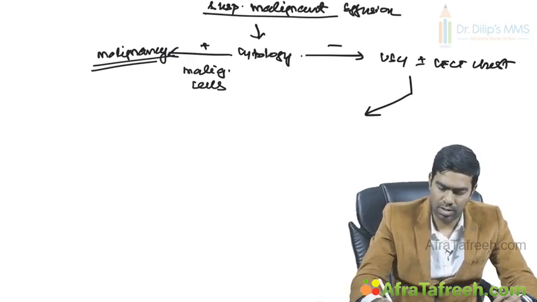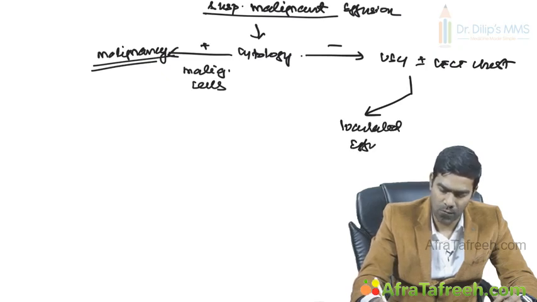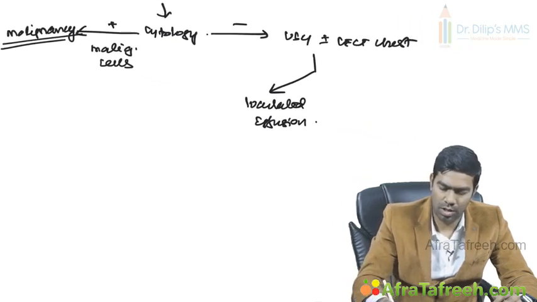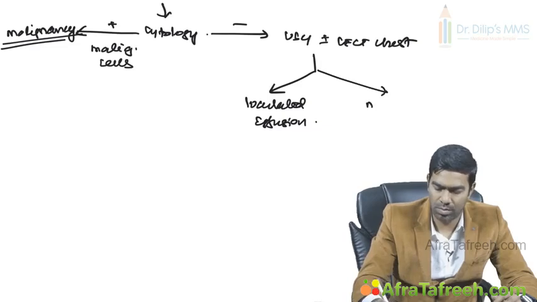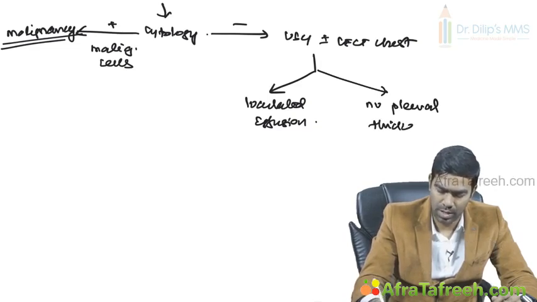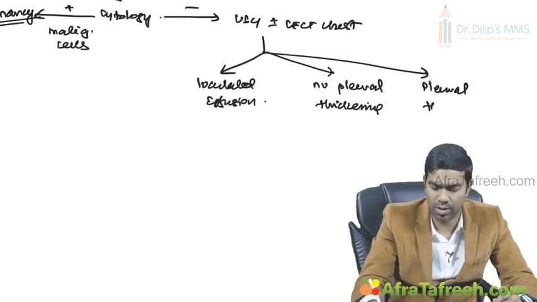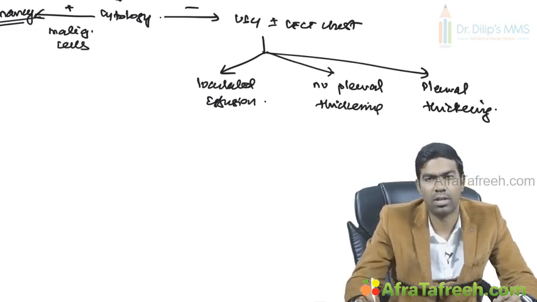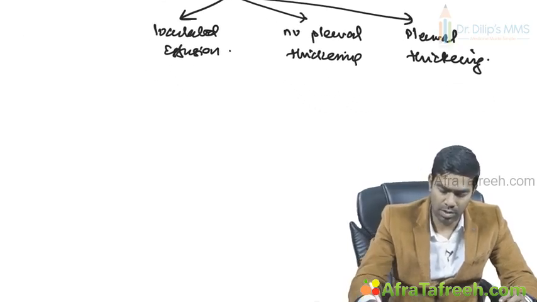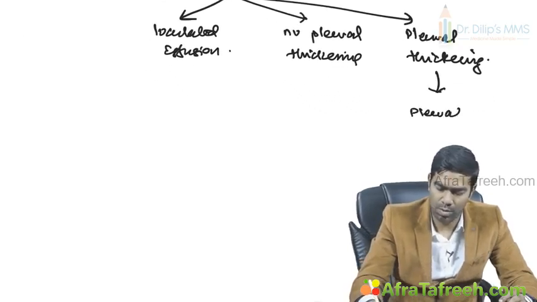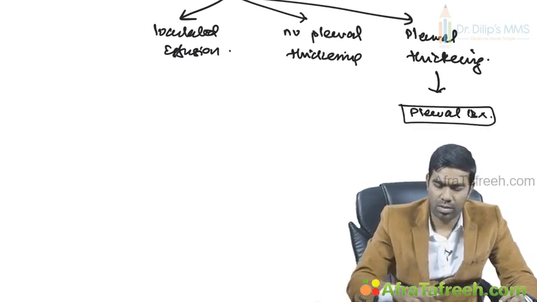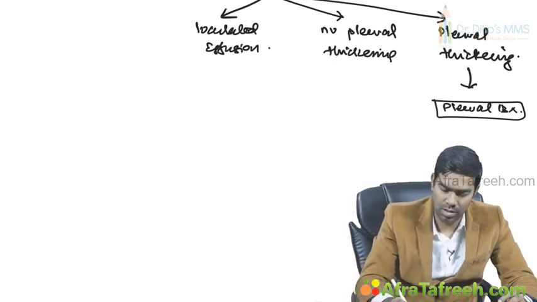Here you can look for three things. Either it's a loculated effusion, or a patient who is not having a pleural thickening or loculations, or a patient who is having a pleural thickening. Pleural thickening usually goes towards mesothelioma in this case. That's why when you are suspecting malignancy and you have pleural thickening, you have to suspect a mesothelioma. If you are having a pleural thickening, the next step will be a pleural biopsy. Clear? So if you have a loculated effusion, the next step will be to do the thoracocentesis.